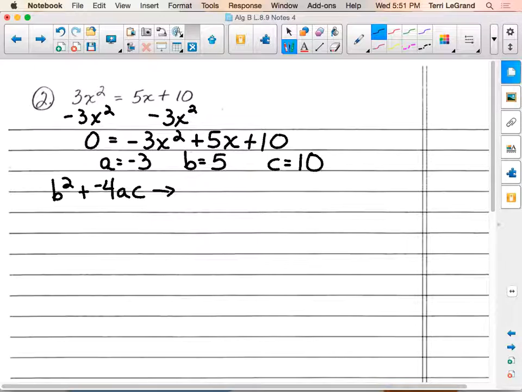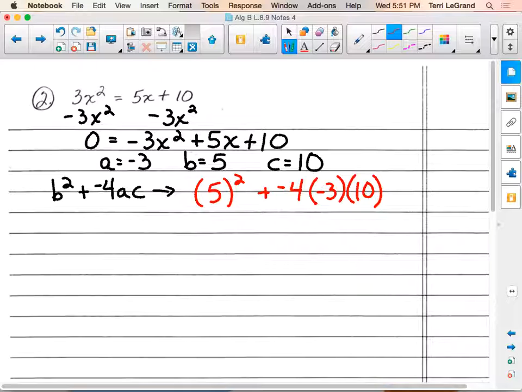So b squared plus a negative 4ac. Let's see if I can do it right this time. 5 is our b value. I was so worried about the parentheses last time I couldn't concentrate on the correct b value. Plus negative 4 times our a value of negative 3 times our c value of positive 10. Okay.